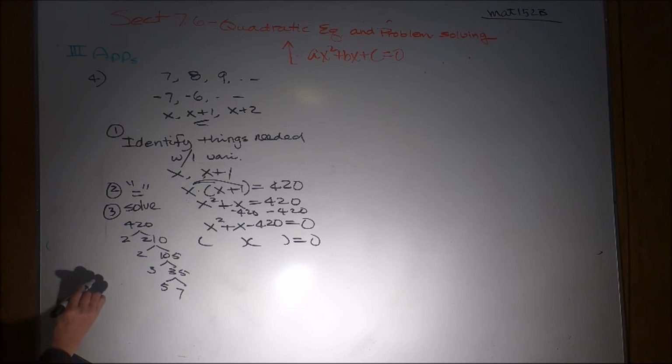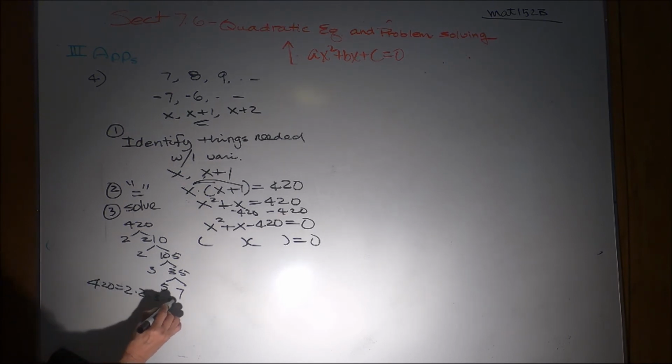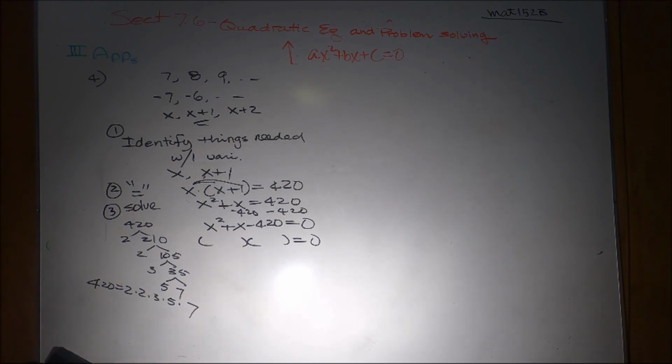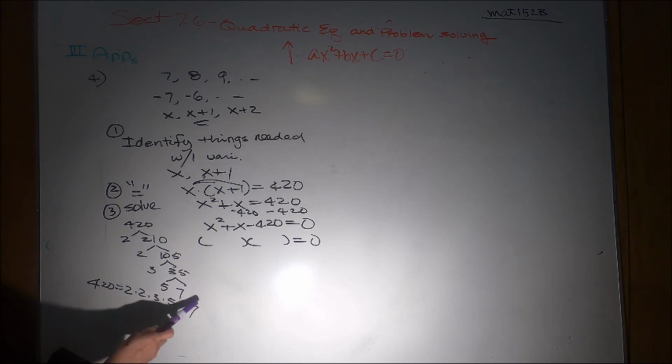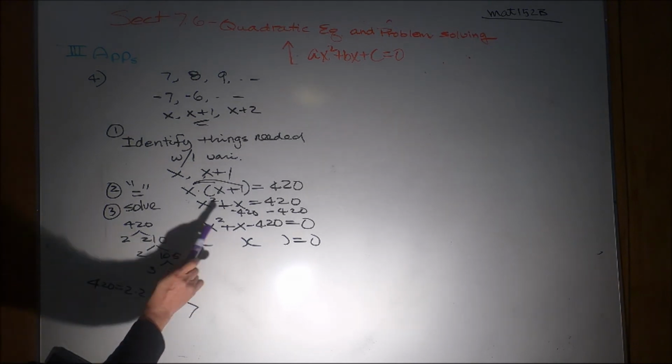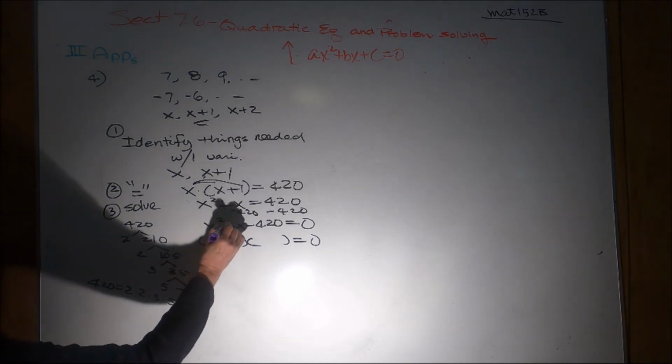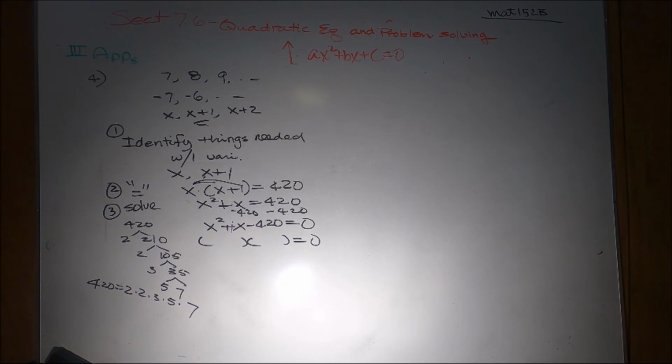So my 420 can be what? 2 times 2 times 3 times 5 times 7. And I need to split it into two groups. If I group 2 times 2 times 3 for 12 and 5 times 7 for 35, I will not make 1. The coefficient is 1, right?